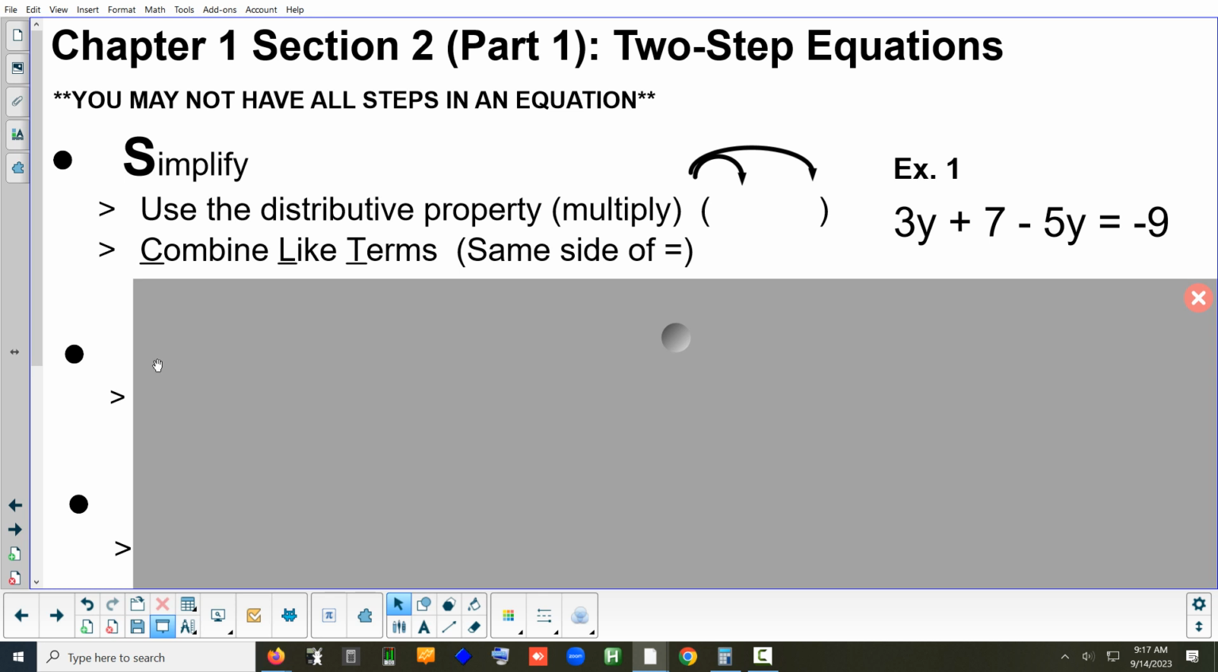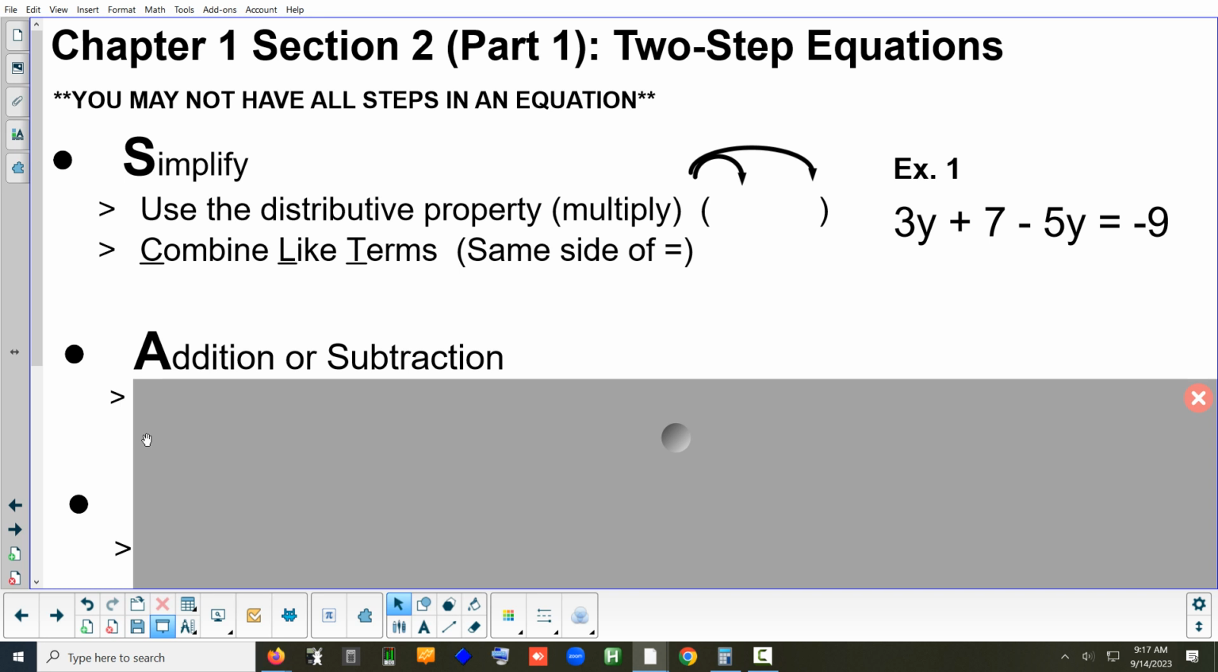When you combine like terms, you are not moving something from one side to the other. All you're doing is looking on one side and saying, do I have anything there that has the same letter in two different spots? If I do, then I can combine them into one term. When we do example 1, we'll go through how to, or at least recall, how to combine like terms. So that's the first step, simplify.